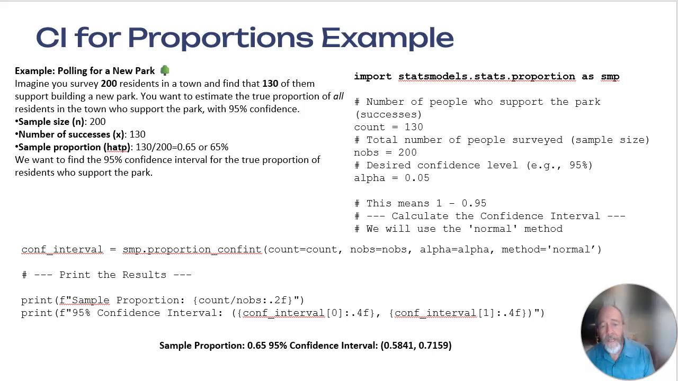You have an N, 130. You have the number of people that were successes, 130. The N, which is 200, that's the number of observations. The confidence interval, alpha 0.05. And we're going to say that this is going to use the normal method.